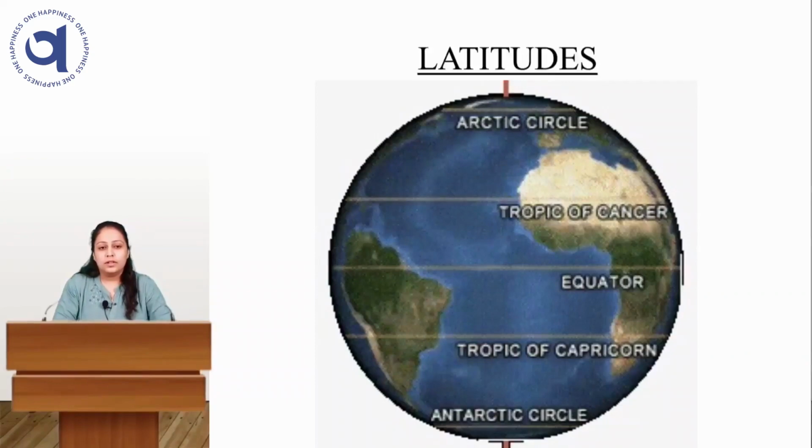Now, children, I want to share with you the features of latitude. There are 4 important features of latitude. The first one is the Tropic of Capricorn. The second one is the Tropic of Cancer. Number 3, the Arctic Circle, and number 4, the Antarctic Circle. These are the 4 important latitudes.